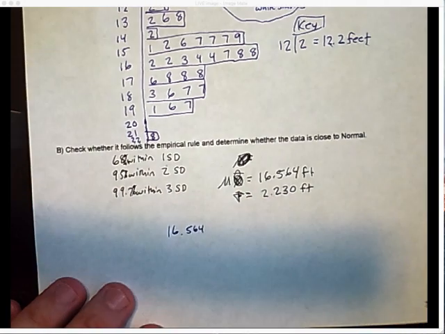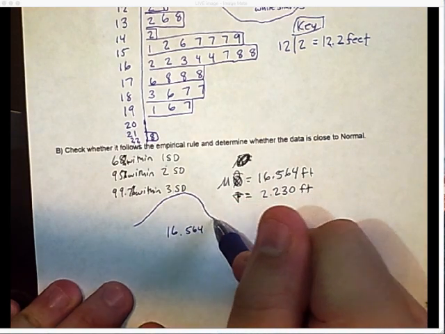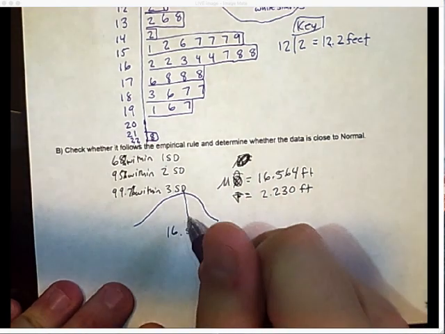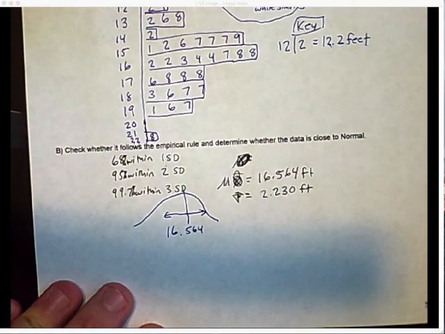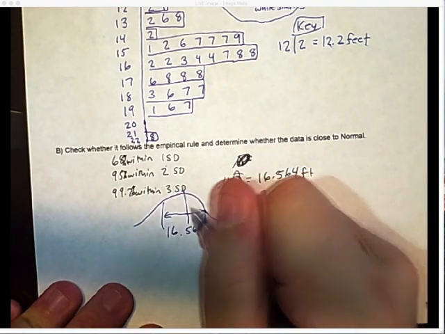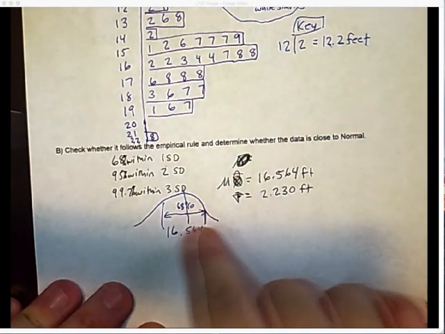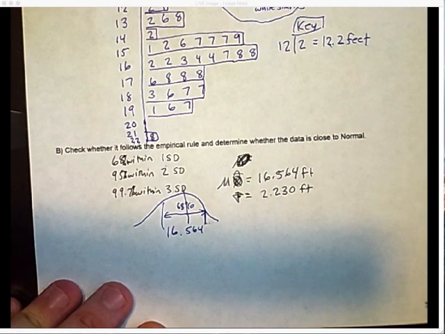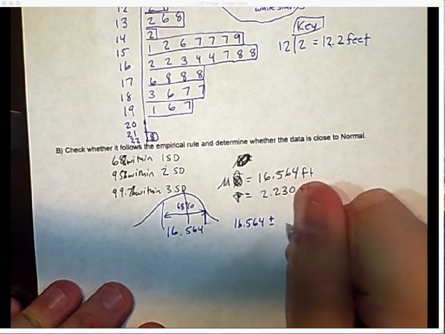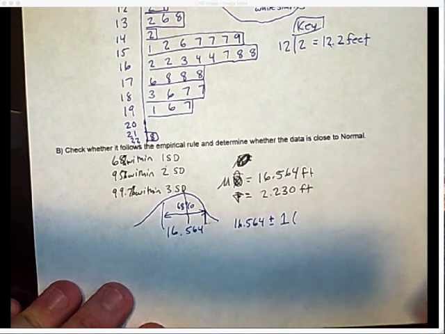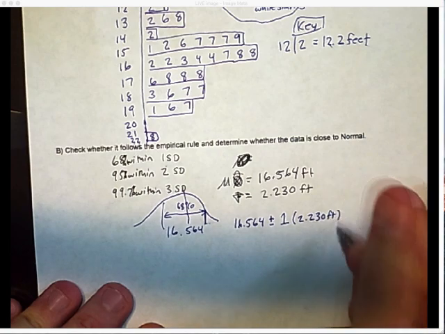16.564, all right, if this is a normal distribution, that number would go in the center. And if it was a normal distribution, if I went out 1 standard deviation each way, then about 68% of the values should be between those two numbers, whatever they are. So let's go 16.564 plus or minus 1 standard deviation, and a standard deviation is equal to 2.230 feet.